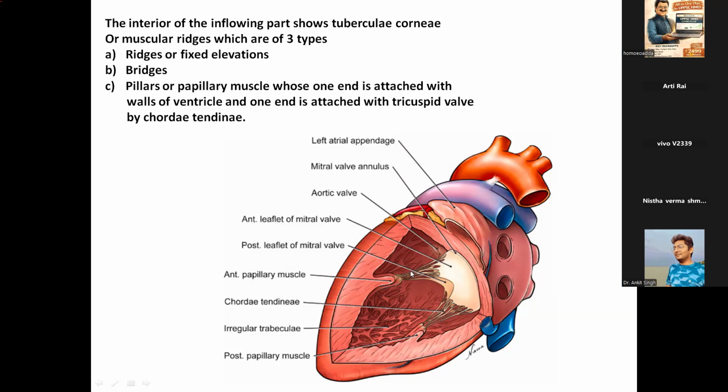So in the ventricle, what is there? There are ridges, bridges, and papillary muscles. From the papillary muscle, the connection up to the valve via the string-like arrangement is the chordae tendineae. So ventricles contain ridges, bridges, and papillary muscles. As there is a tricuspid valve on the right side, the right ventricle contains three papillary muscles. Similarly, the left ventricle has a bicuspid valve, so the left ventricle contains two papillary muscles.